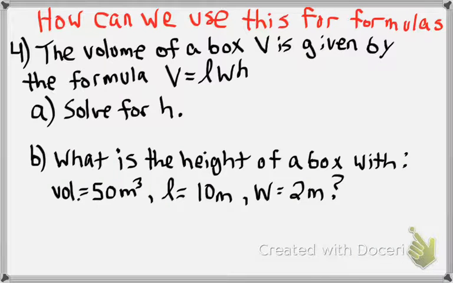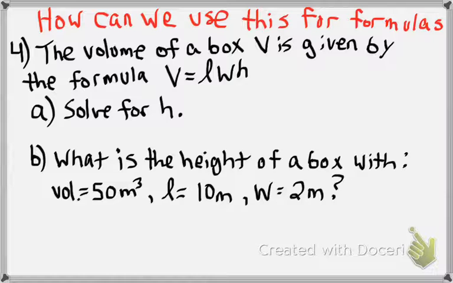Alright, so let's do the same process, but let's do it for a formula. If you need to hit pause and write some of this question down first, go ahead and do so. Okay, so our question says the volume of a box V is given by the formula volume equals L times W times H. In other words, length times width times height. That sounds familiar, how we find the volume of a rectangular prism. A box is just a rectangular prism. So the volume equals length times width times height.